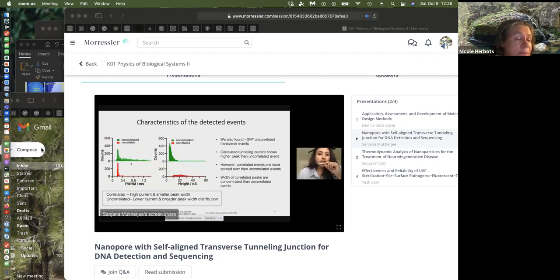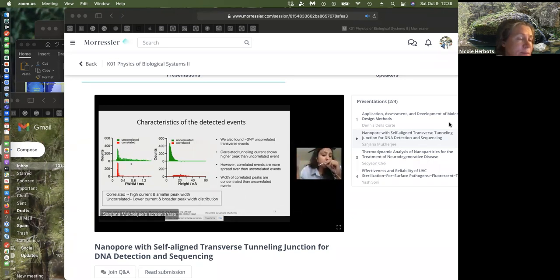There are a few characteristics of the detected events. We have also seen that 3/4 of the transverse events were not correlated. You can see that the correlated transverse currents show high current and a smaller peak wave, which is spread over a region. So what we think is that the transient currents are caused by electroosmotic flow of the charges near the double layer that hinders the flow of the DNA. But they actually go to the other side from cis to trans, and we can detect them as a correlated current in transverse current. But the current is high, so we have to address that.